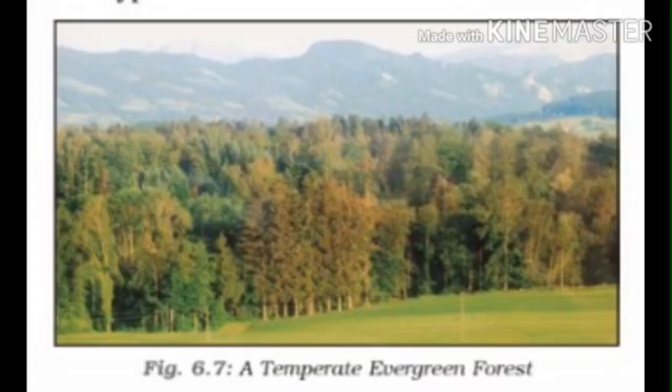Then trees found in this forest are extremely valuable. Mainly the timber is found in this forest. It is extremely valuable. Then this type of forest is very thick. Okay, what vegetation is found here? Oak, pine, then eucalyptus, then walnut, then camphor. These are the main trees.